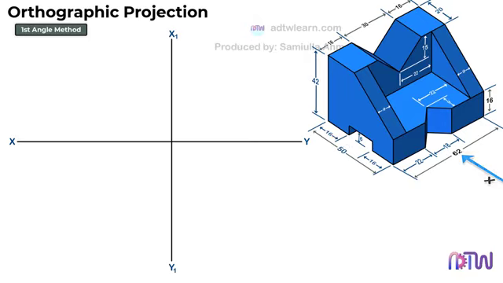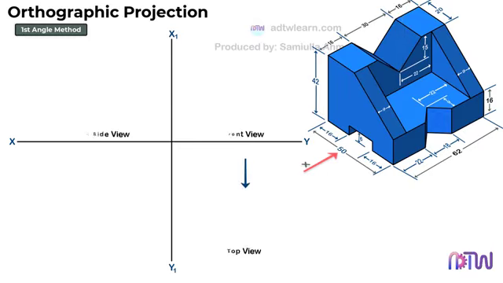Suppose the viewing direction was given on this side, then this view would have been the front view of the object, and this view would have been the right-hand side view of the object. In that case, the front view, which is this view, we would have drawn here, and the right-hand side view, which is the view visible from this side, would have been drawn here. And the top view of the object will always be below the front view.